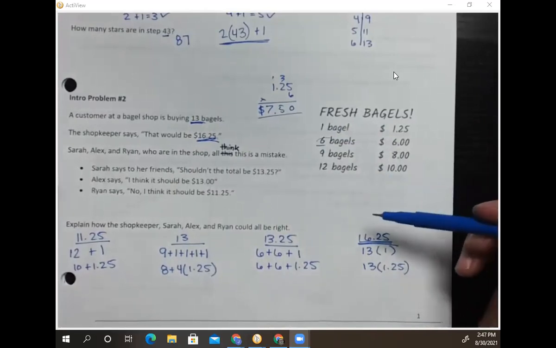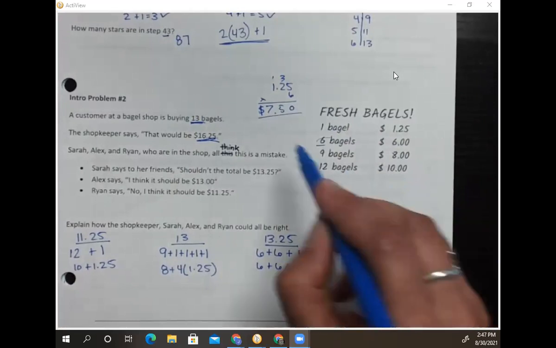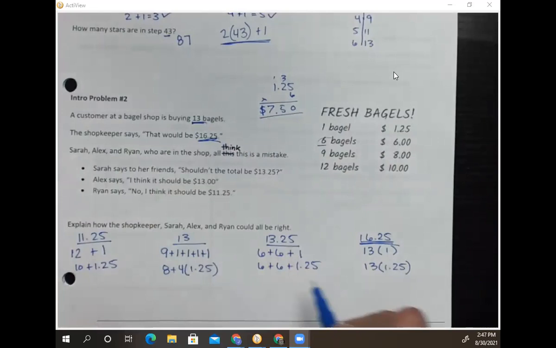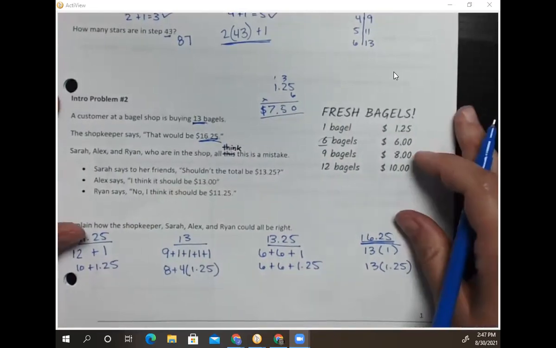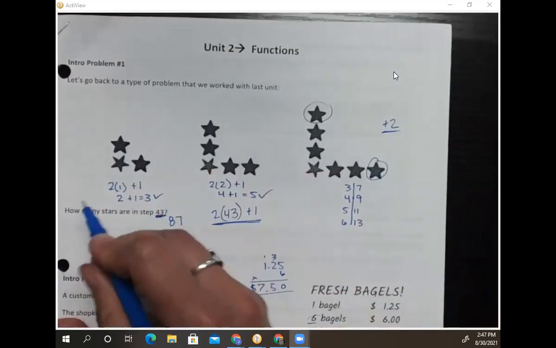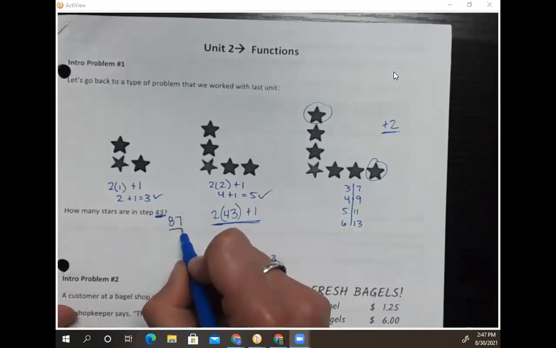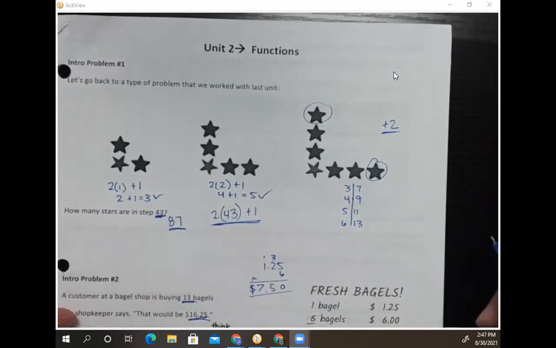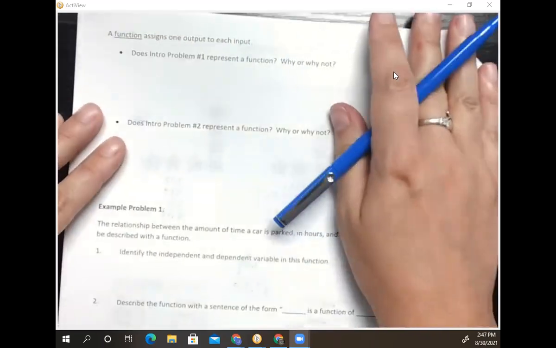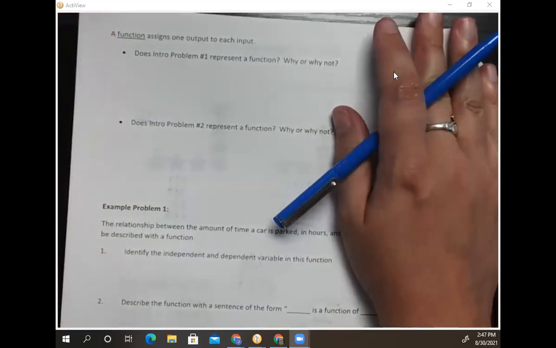So what we don't want when we talk about functions are situations like this, where I'm looking at one amount of bagels and I've got a bunch of different costs that could be associated with that. When I talk about functions, what I want is stuff like this. For a given step in my problem, I know it's going to be this many stars. So at the top of page 2, that's what they're going to ask us. Which of these are functions and which of them are not? So problem number 1 is a function.